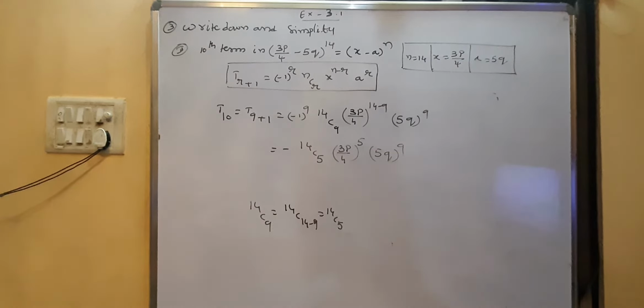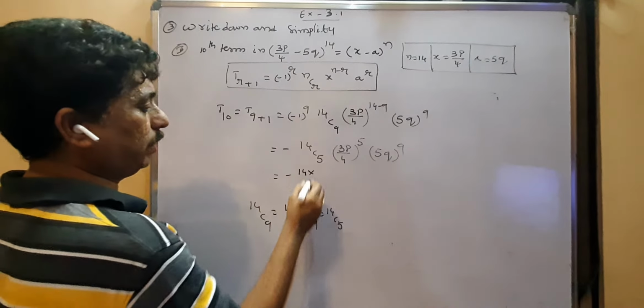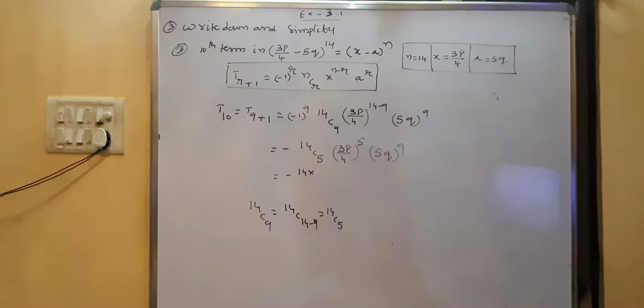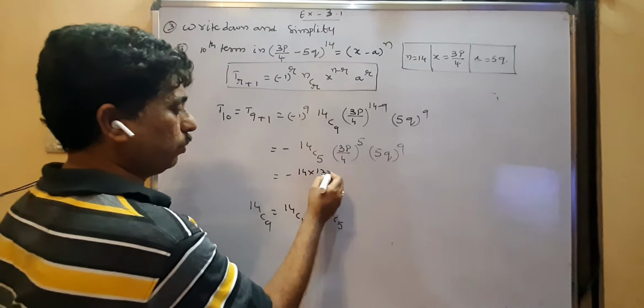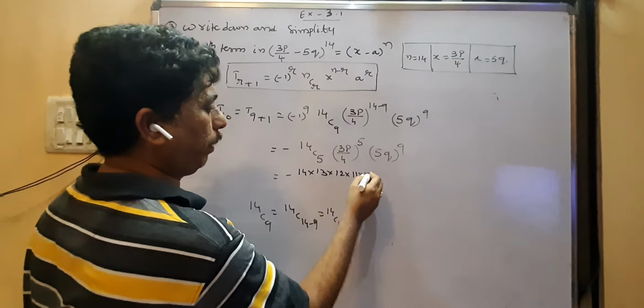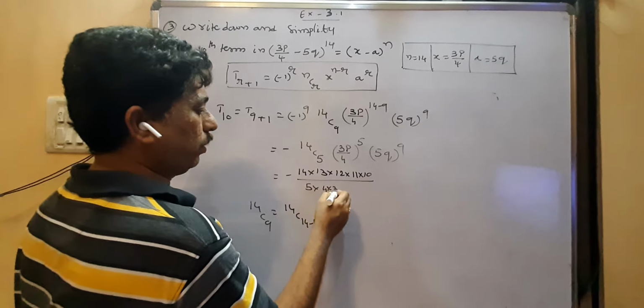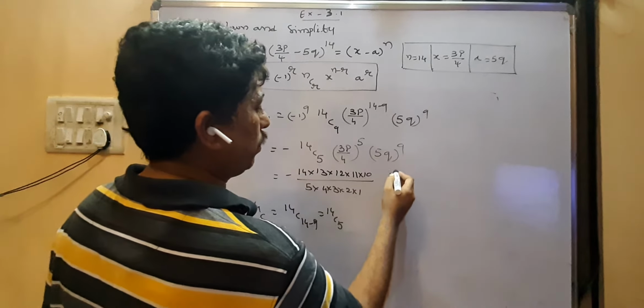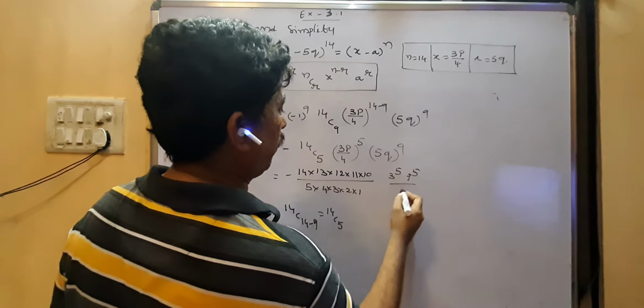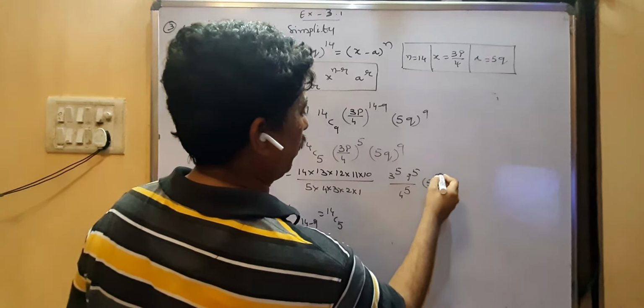You have to practice more problems in this model. Practice basic problems, then the remaining problems will all come. If you want, you can simplify that answer, no problem. 14C5 means 14 decreased by 5 times: 14 into 13 into 12 into 11 into 10 by 5 into 4 into 3 into 2 into 1, 3 power 5, p power 5, 4 power 5, 5 power 9, q power 9.